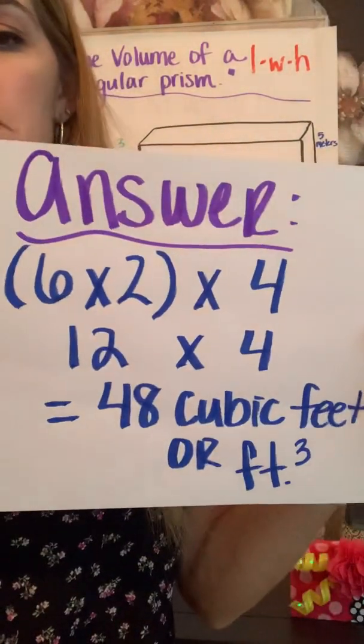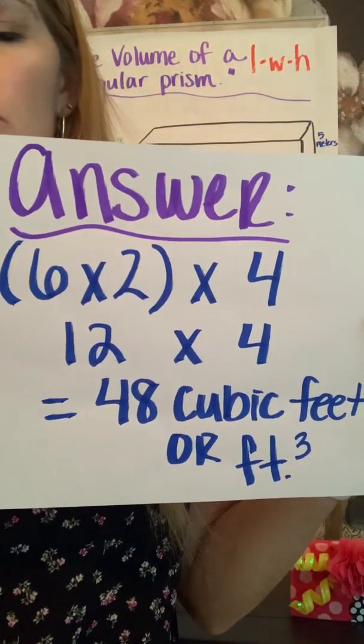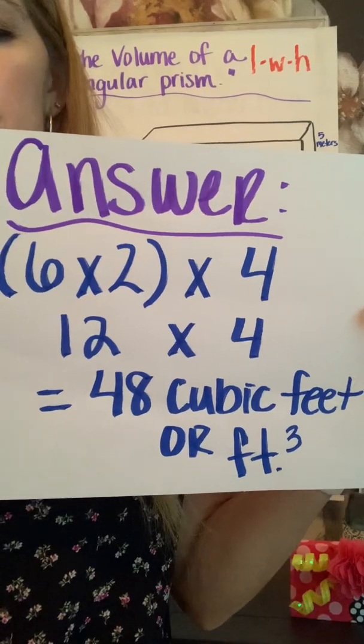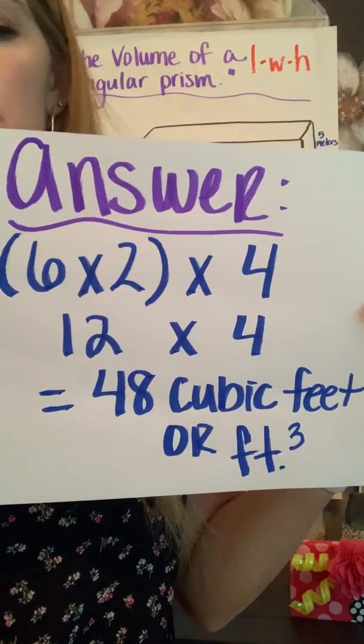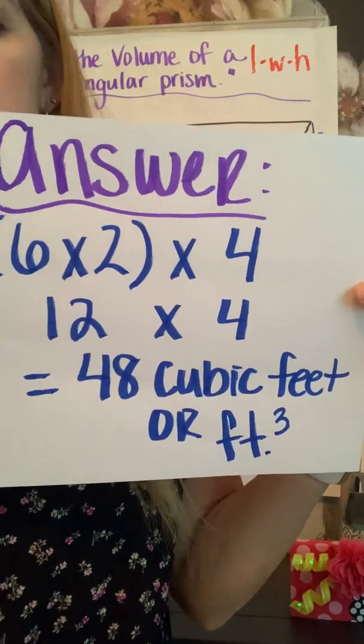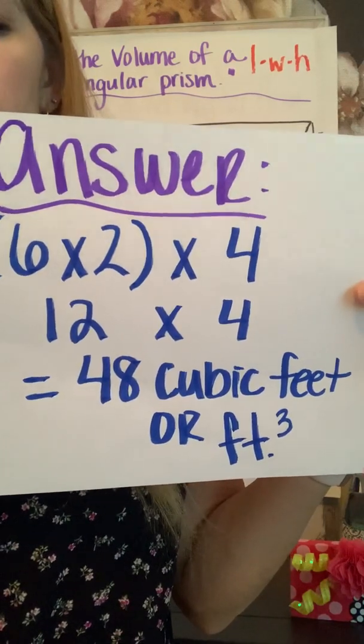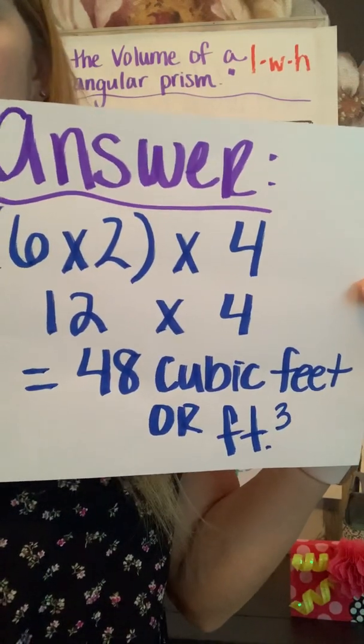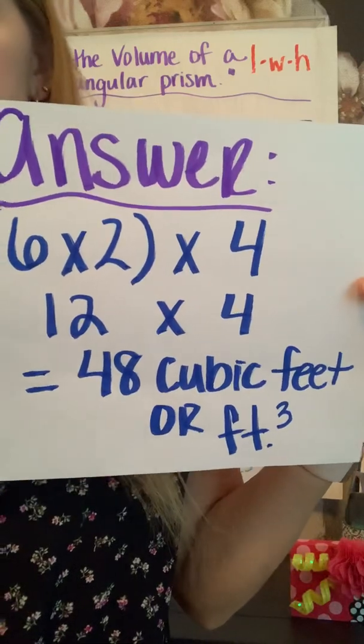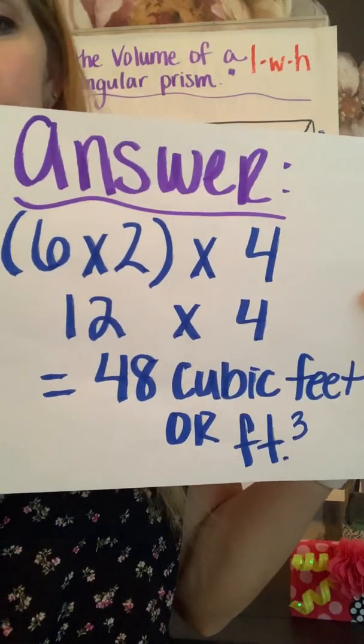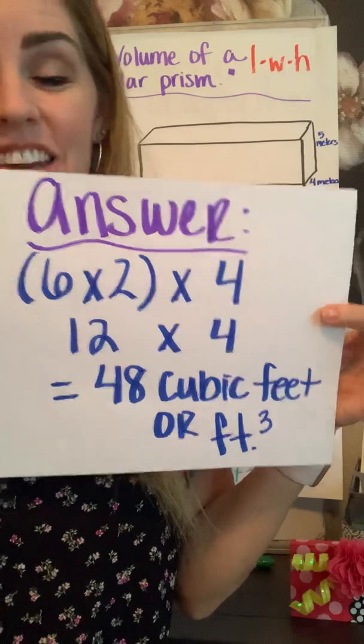So if I take a look at the dimensions, it was a 6 by 2 by 4. 6 times 2 is 12, and then 12 times 4 is 48. And I wrote both ways that you can choose to write the units. You can write out the words 48 cubic feet, or remember, you can cube the feet, not cubing the 48. So hopefully you got that.